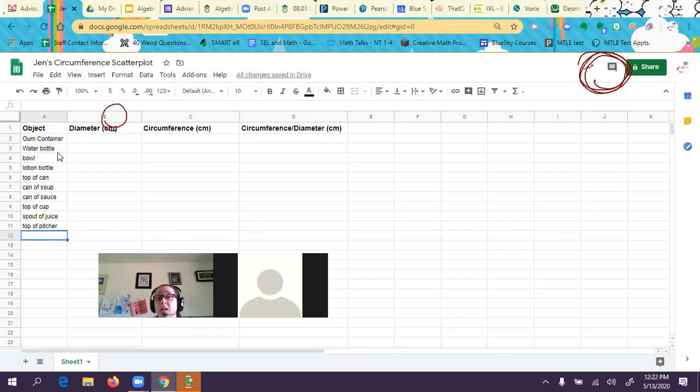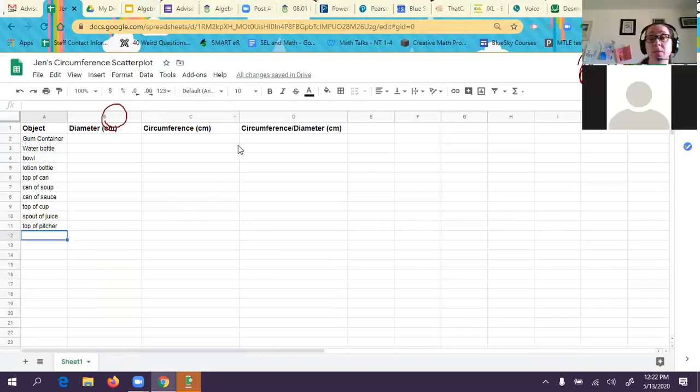Okay. So your next step is you're going to take either a tape measure, because tape measures are flexible, or a piece of string. I have a cloth belt here. That's what I have. I'm going to stop sharing for a second. Where did my menu go? There it is. So I have a cloth belt here.